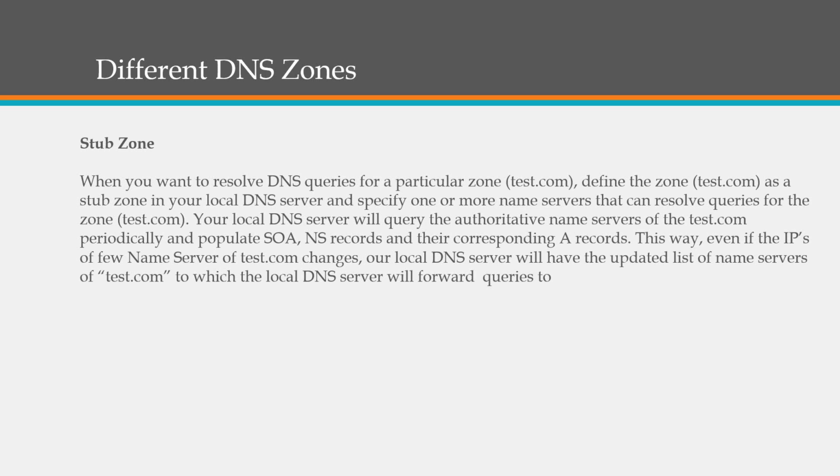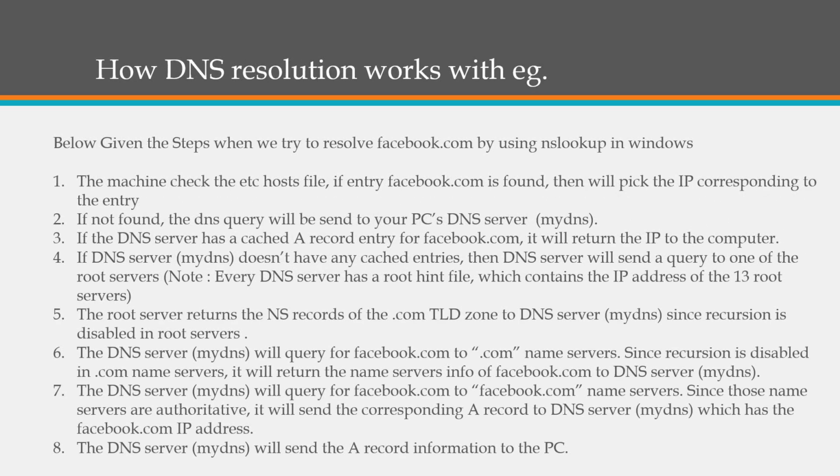So that's the three different DNS zones. So finally, we will see how a DNS resolution works with an example. Given below are the steps which happen when we try to resolve facebook.com by using the NSLOOKUP tool in Windows.